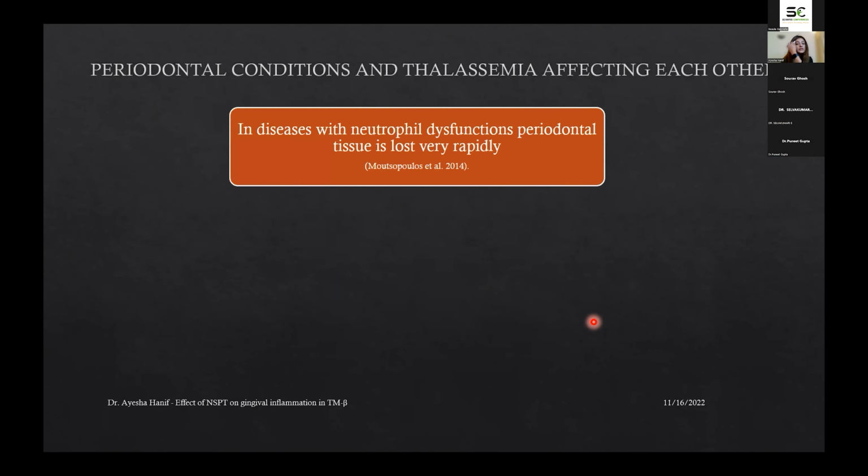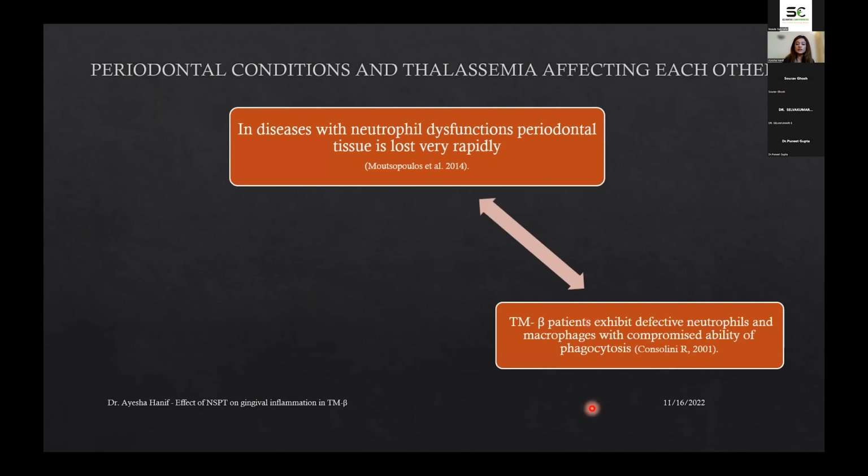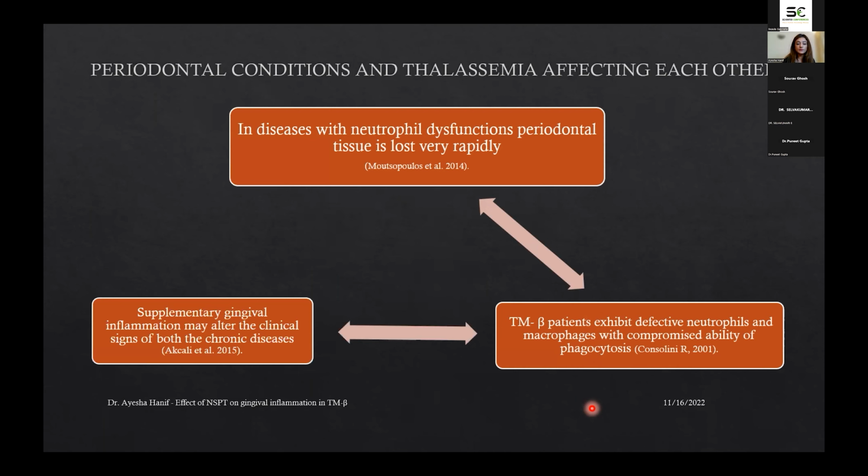Therefore, it was hypothesized that periodontal conditions and thalassemia could be affecting each other as well, because in diseases with neutrophil dysfunctions, periodontal tissue is lost very rapidly. And TM-beta patients also exhibit defective neutrophils and macrophages with compromised capability of phagocytosis. When there is supplementary gingival inflammation, it can alter the clinical signs of both the chronic diseases, that is thalassemia and gingivitis.